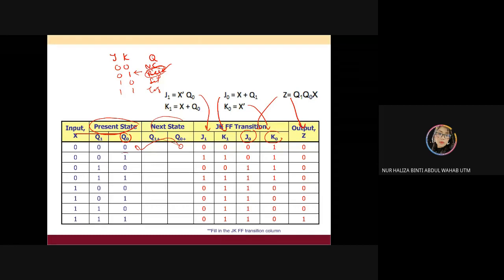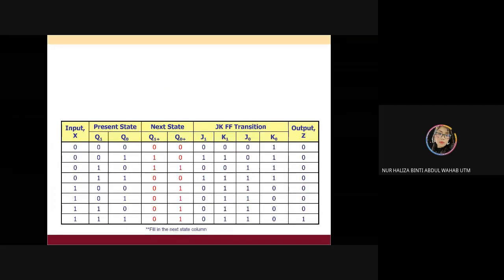Next, if the value previously is 1 there, your input is similar. Okay, I go for 1, 1. Over here, you have 1, 1, you're going to toggle. So this is 1, you're going to toggle. For the next state, it is going to be 1. So you're going to fill in like that in terms of Q1 plus and Q0 plus.